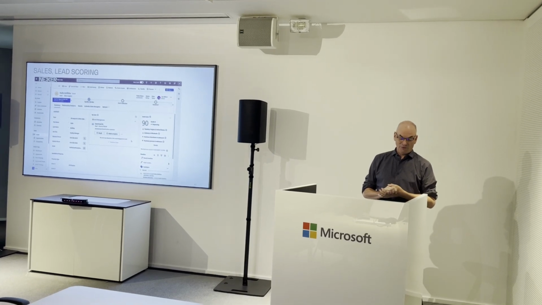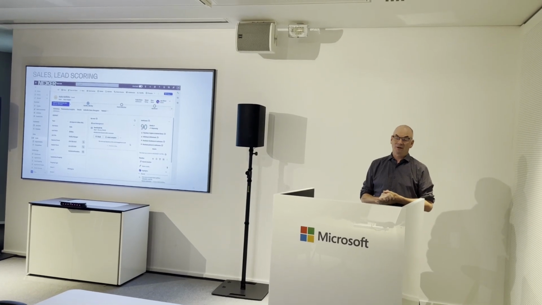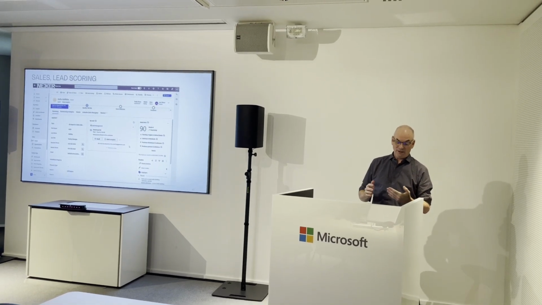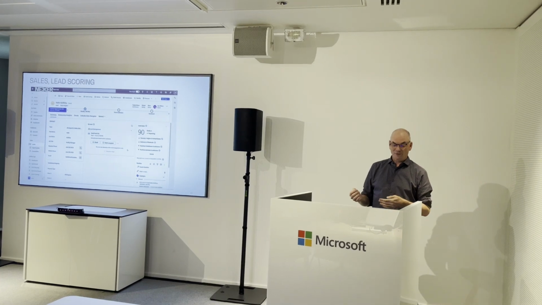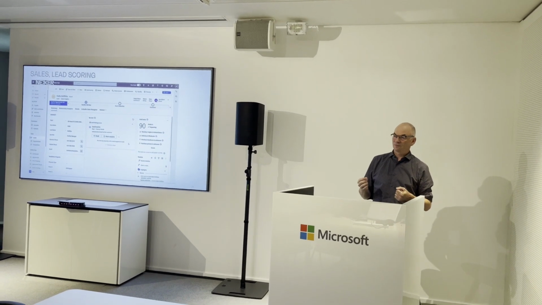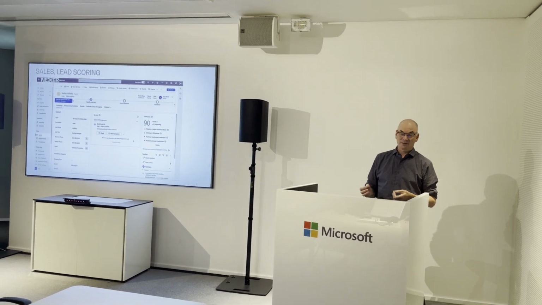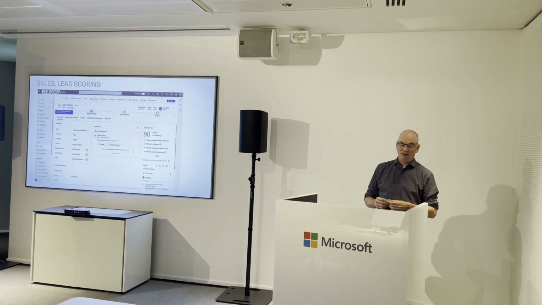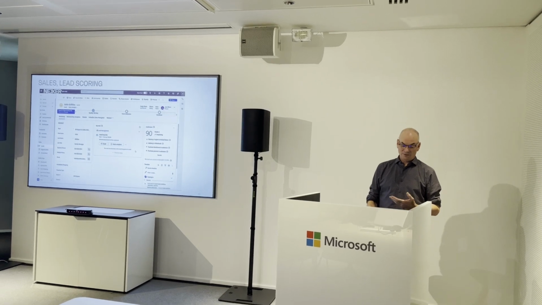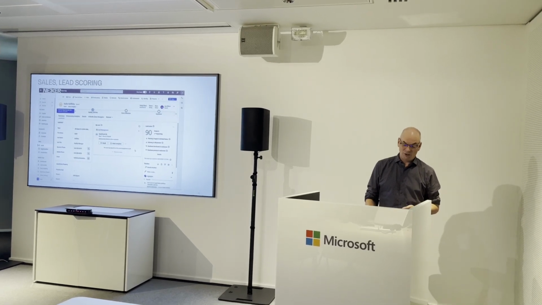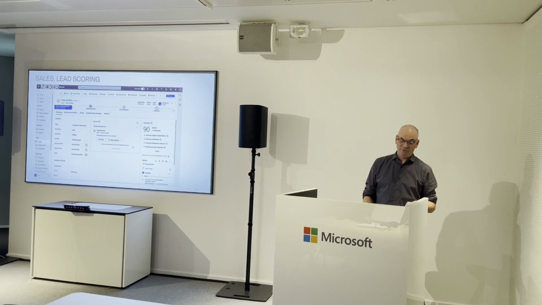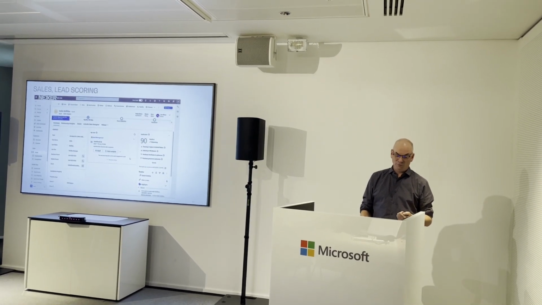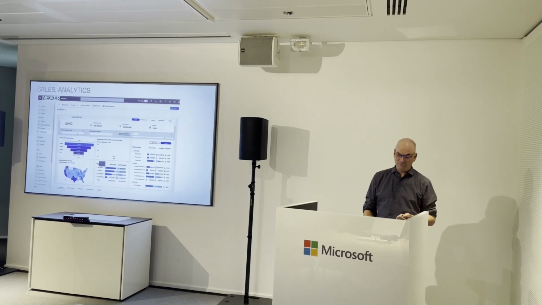We also have lead scoring, so how important is this lead to us, and there are factors that can be set up in the system to score a lead higher or lower, really helping the salesperson to focus their attention on the leads that are likely to close, and perhaps easier to get over the line than others. So lead scoring, again, a powerful feature, not just a Copilot, but a general feature of Dynamics Sales, and a very useful tool to help salespeople be more efficient.